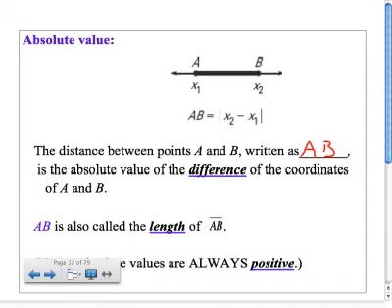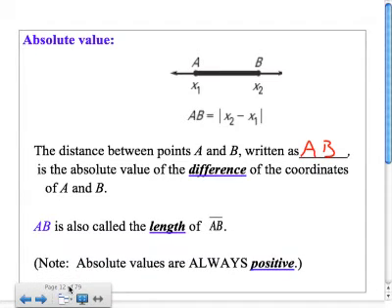AB is also called the length of AB, so when you hear the words length and distance, you should be thinking really the same thing. And the other thing to note, remember absolute values, you should be familiar with these. Absolute values are always positive. When you look back up at the diagram, just note it won't matter. You can do x2 minus x1 or you could do x1 minus x2. It's not going to matter because the absolute value is going to take care of that for you.